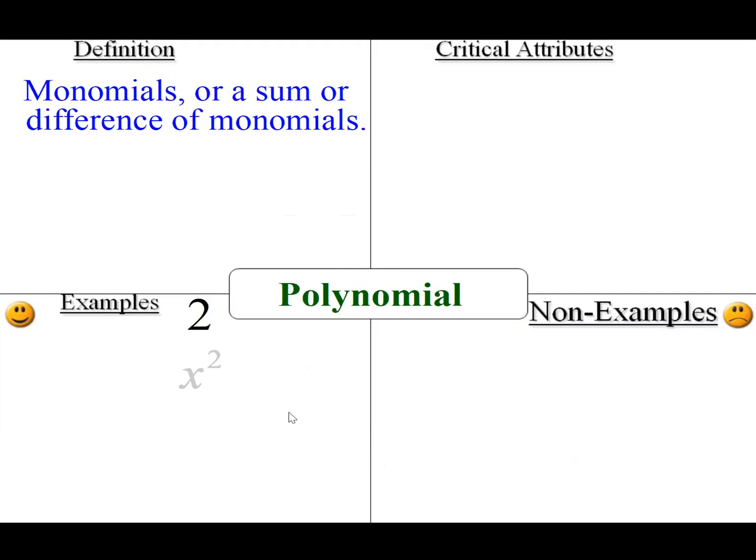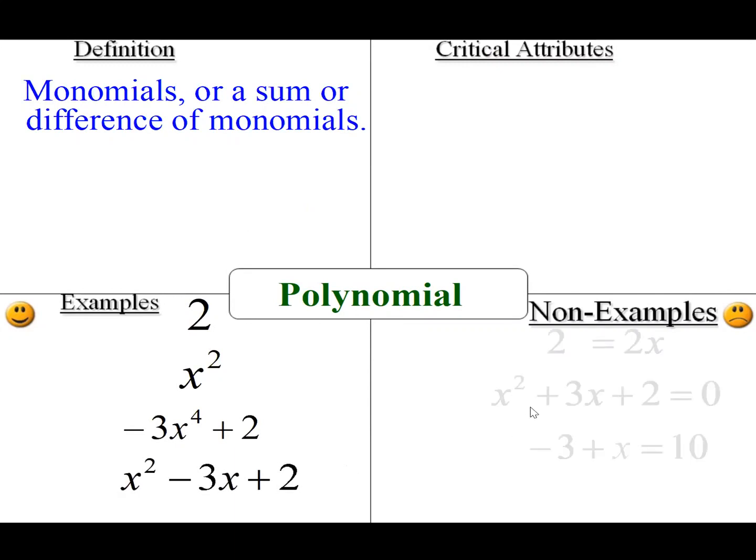Examples: 2, x squared, negative 3x to the 4th, plus 2, x squared minus 3x plus 2. Non-examples: 2 equals 2x, x squared plus 3x plus 2 equals 0, and negative 3 plus x equals 10. Copy that?